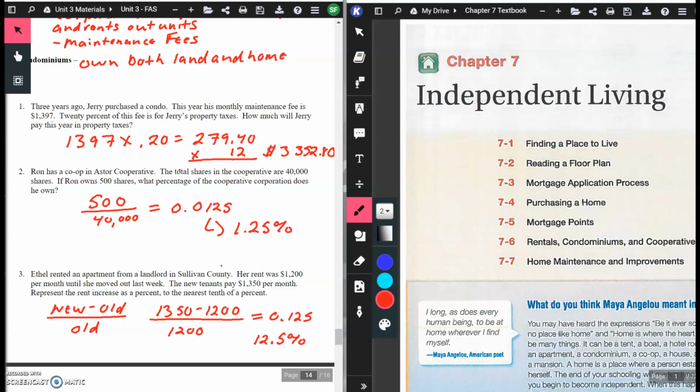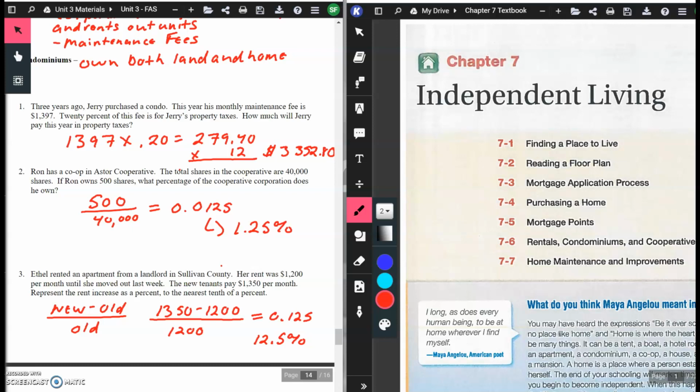Number 2. Ron is a co-op owner in Astor Cooperative. The total shares in the cooperative are 40,000 shares. If Ron owns 500 shares, what percentage of the cooperative corporation does he own? So you take Ron's 500 shares divided by the total number of shares, which is 40,000. That gives you the decimal 0.0125. They want a percentage, so you move the decimal point 2 places to the right. All right, so that'll give you 1.25%.